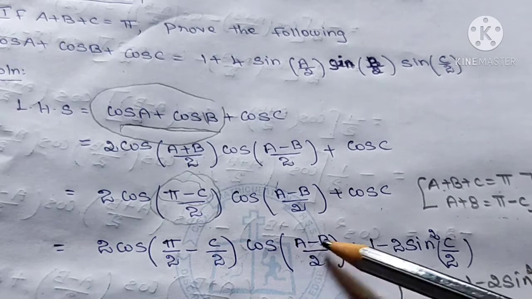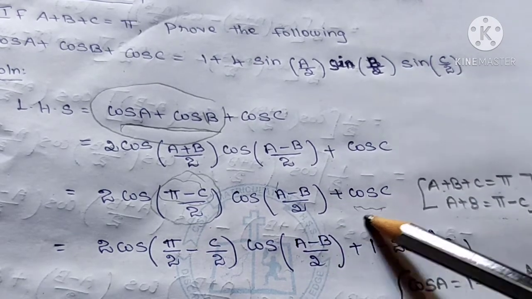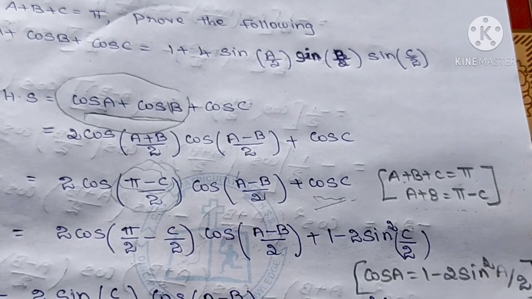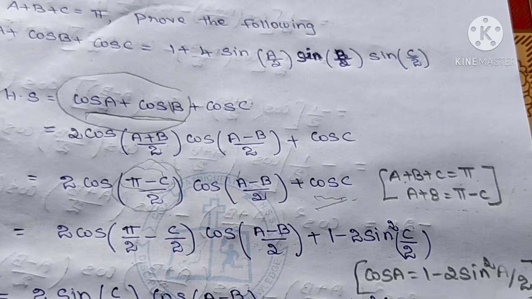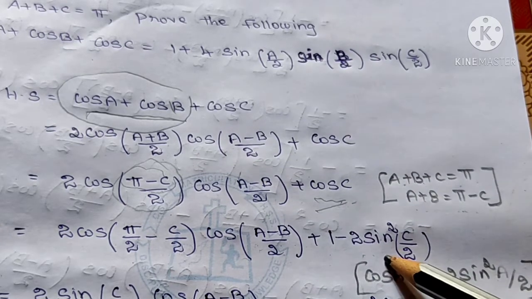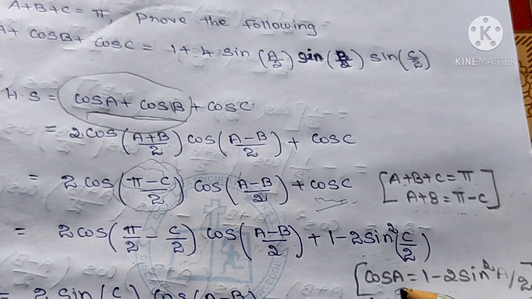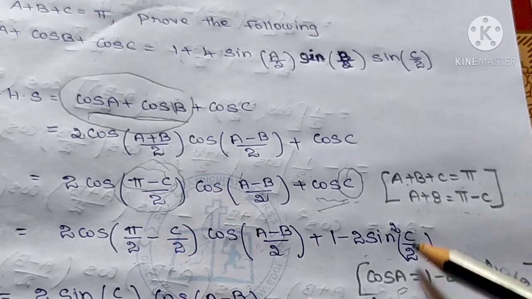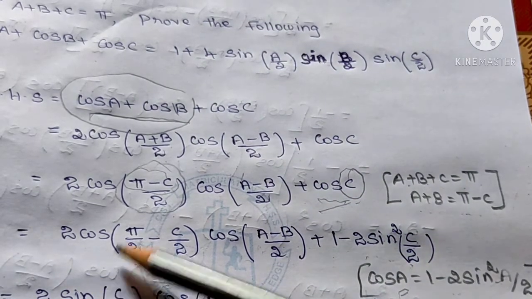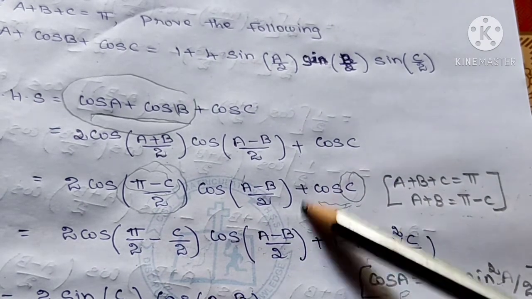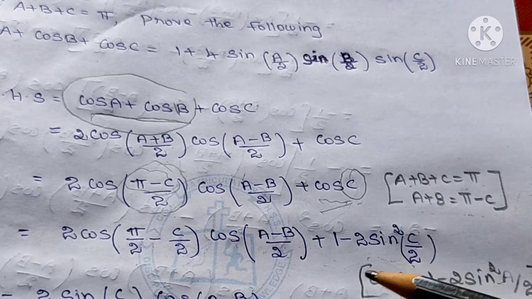Remaining terms you write, cos a minus b by 2 plus, again substitute cos c. Already you know cos a, what's the formula? 1 minus 2 sin square a by 2. So substitute for cos c this formula, 1 minus 2 sin square c by 2. Here for a we get a by 2, but the term is c, so you write c by 2. Okay, so 2 cos pi by 2 minus c by 2 cos a minus b by 2 plus 1 minus 2 sin square c by 2.